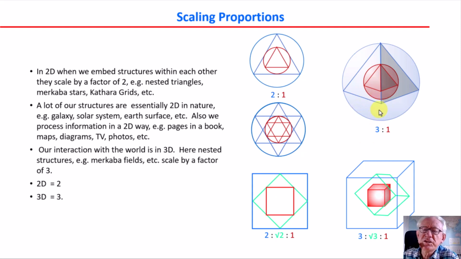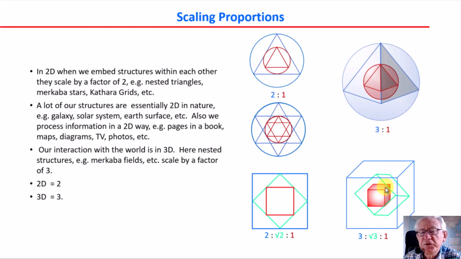Now, if we take the case of 3D, we can repeat this exercise. The triangle is replaced by the tetrahedron, the pyramid that has three sides and a base. Contain that within a sphere, and then build a bigger pyramid around that. The proportions between the smaller and the bigger pyramid are 3 to 1 in this case. And the same would apply if we embedded two tetrahedra in each other as for the Merkaba structure. The same proportions would apply.